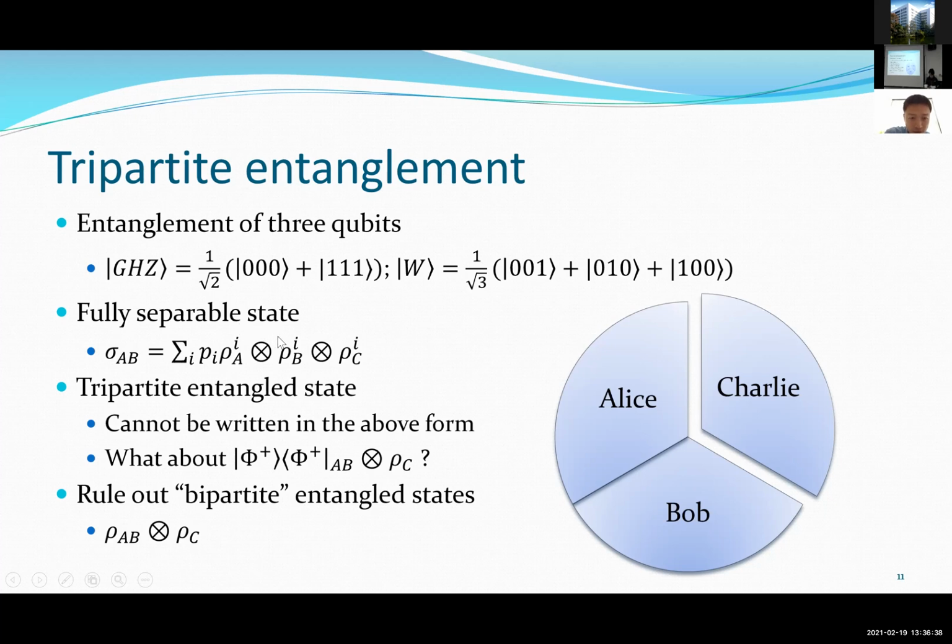It contrasts with states like this one. For example, if we have a state where AB is in the psi plus state and C is in a tensor product form, this state is entangled, but we call it not genuinely entangled. It's not a genuine tripartite state. Like in this figure, A and B are entangled, but C is separable, a product state. Of course, this state cannot be written in the fully separable form, so it's not a fully separable state. So we want to study whether there is any state, which we call a genuinely entangled state, that cannot be written in this bipartite entangled state form.